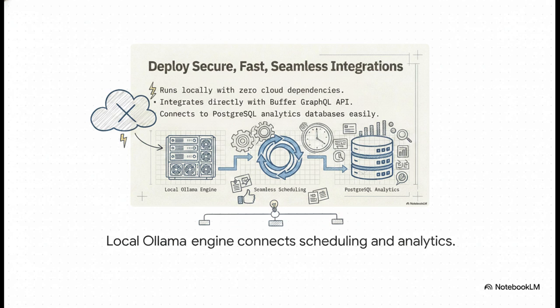Once the content is generated and validated, it pushes directly into a Postgres analytics database for logging and then routes the actual post straight to the Buffer GraphQL API for scheduling. It is a completely self-contained pipeline from that first spark of ideation all the way to publication.